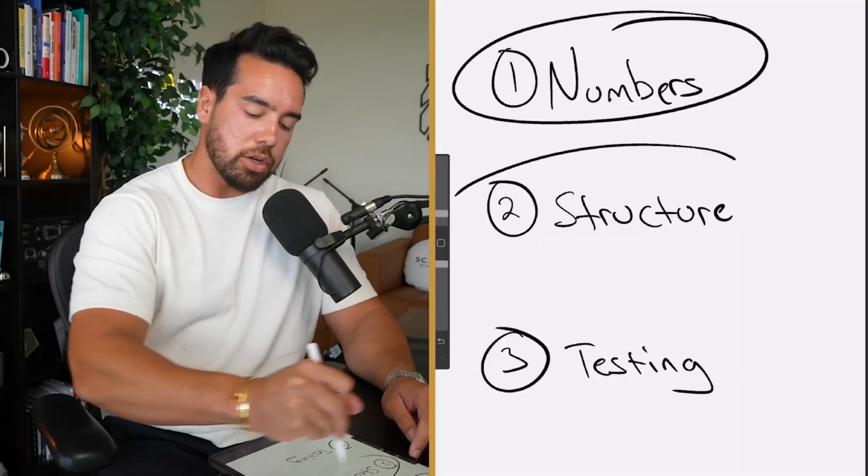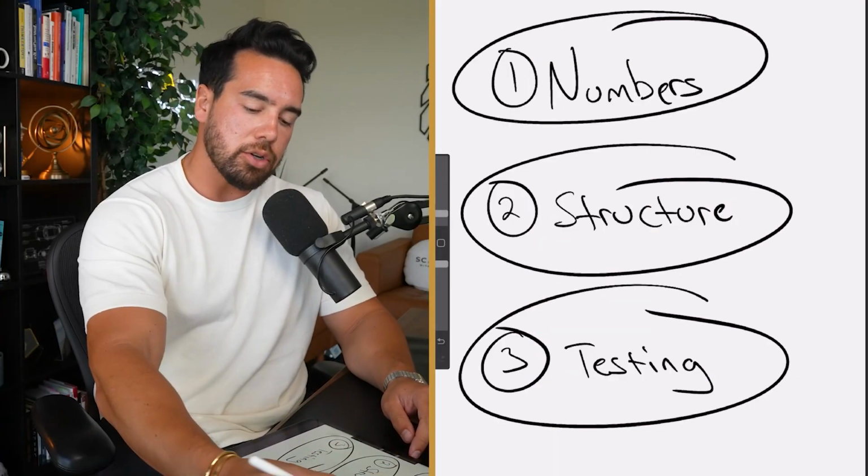And so I've created a system that has allowed me to scale multiple of my companies to over $10,000 a day in advertising spend profitably. And I want to walk through that system for you here so that you can do the same thing. Now, what I've learned is that the system can be broken down into 3 key components: numbers, structure, and testing. So let's start with numbers.